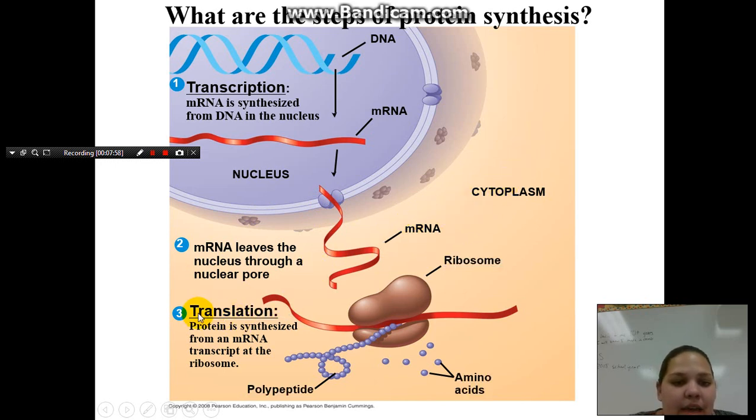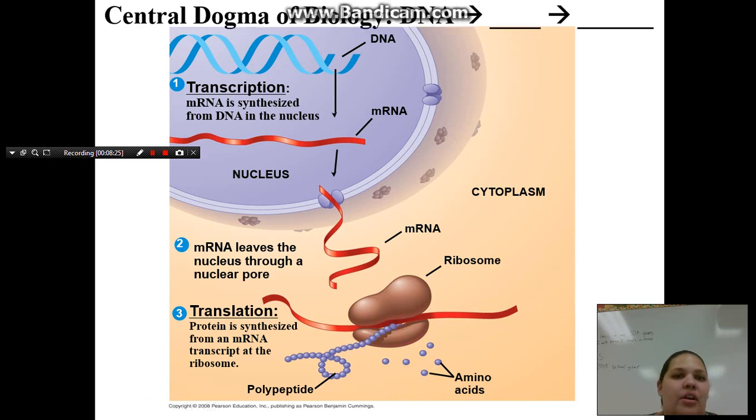Step 3, I have translation. Translation is when we have mRNA that is used by a ribosome to go ahead and make a polypeptide. And here's that primary structure that we were talking about in that last video. These are all monomers that are waiting to be put together into this polypeptide.